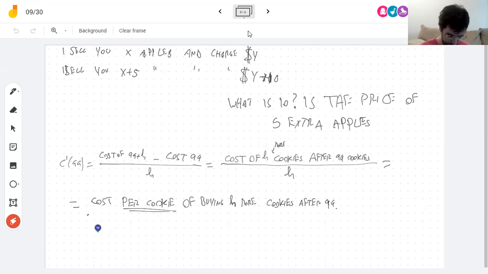This is something in business classes they call the marginal cost. This is just the word they use. I have no idea why. Maybe they just hate using math words. But if you hear things like marginal cost and marginal profit, marginal income, whatever, this is what they mean. It just means a derivative.